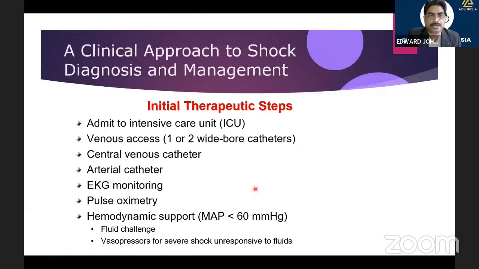So coming to the management of the shock, the initial therapeutic step is you admit the patient in the intensive care unit, IV access, start central venous catheter, arterial catheter, EKG, that is ECG monitoring, pulse oximeter monitoring. Then you support the hemodynamics. How to support the hemodynamics? First, you do a fluid challenge, whether the shock can be reverted by giving the IV fluids. Suppose the fluid challenge fails, it means there is a failure of the vascular system, or it may be failure of the heart. Then you have to go for vasopressors or inotropes. So that is the basic methodology of treatment of the shock.